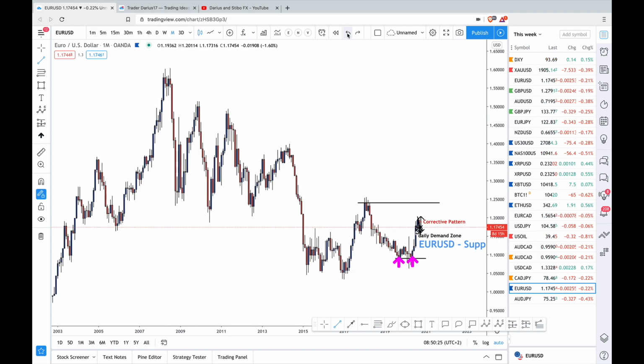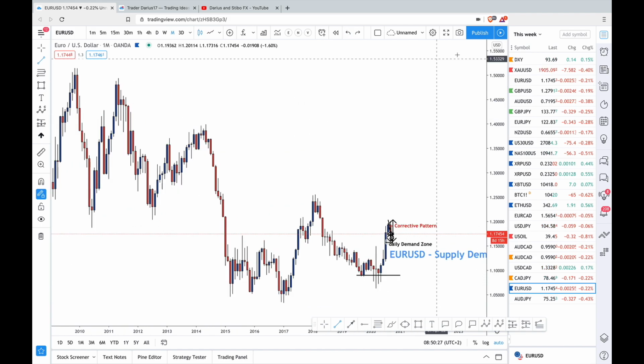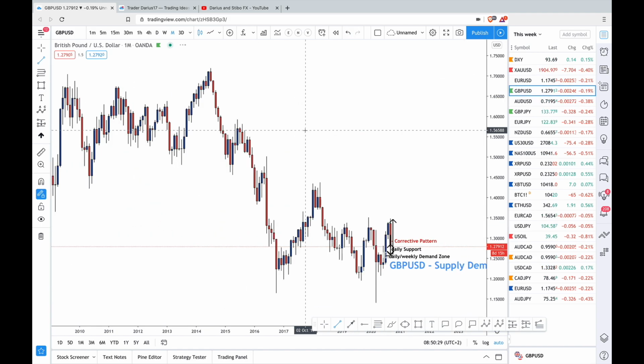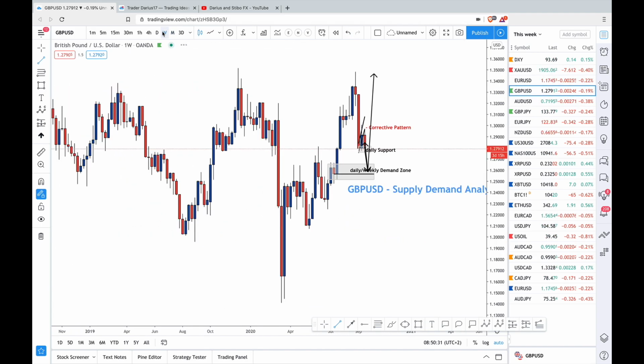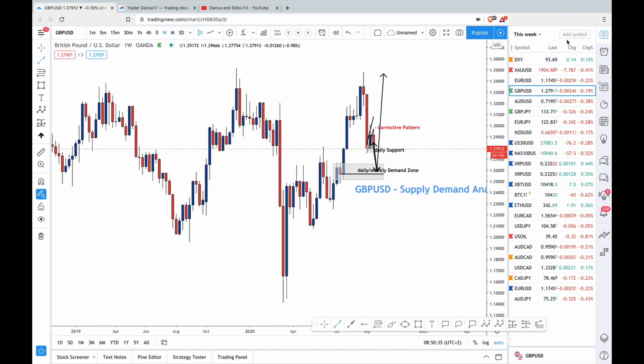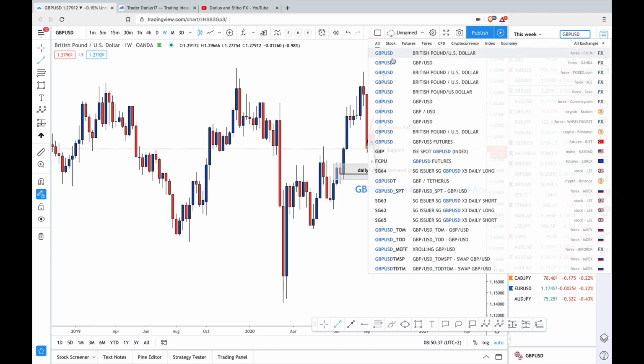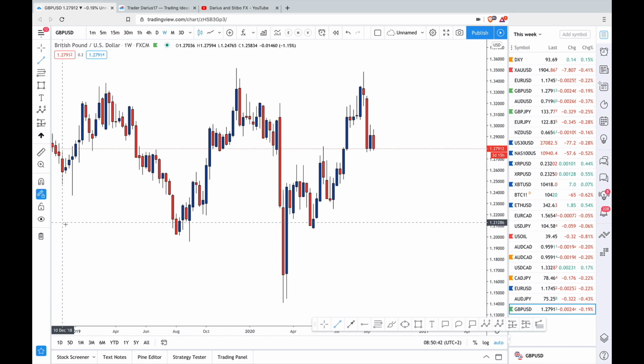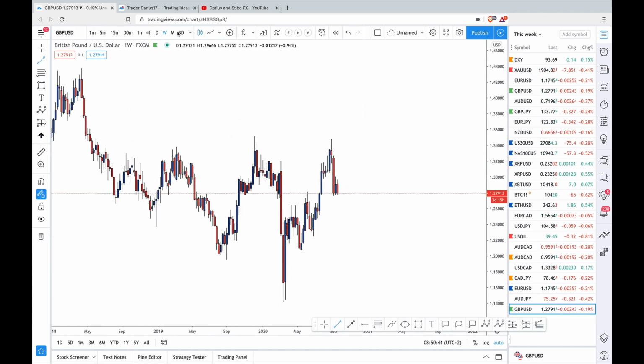Okay, now let's switch to GBPUSD. On GBPUSD, guys, just a quick reminder, I'm going to look for a clean chart for you. On GBPUSD, the situation is this one.